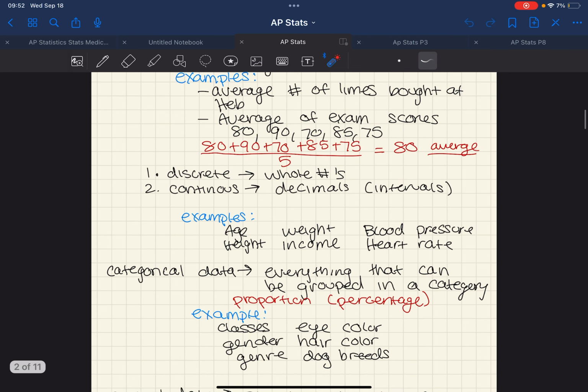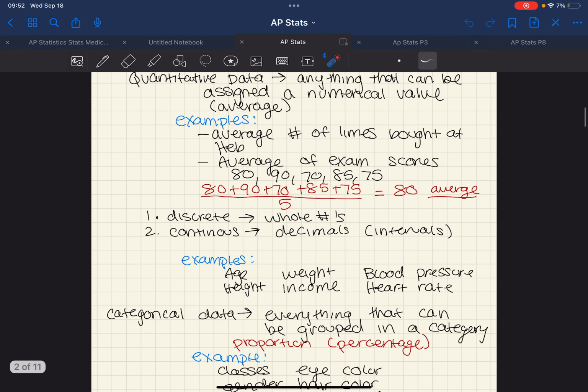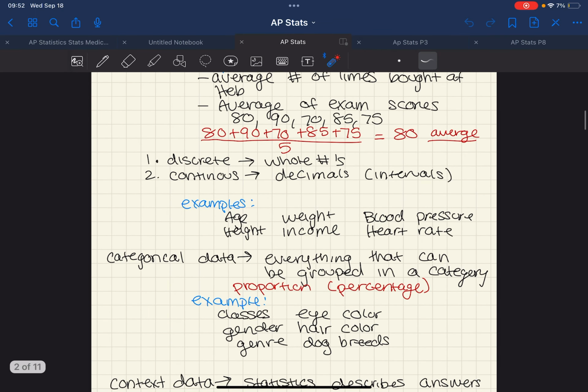We also learned that there were two different types of quantitative data. First, we have discrete, then we have continuous. So discrete data, think whole numbers. Continuous data, think decimals within intervals. Okay, so not just decimals itself. Okay, because a special case of discrete data would be shoe size.